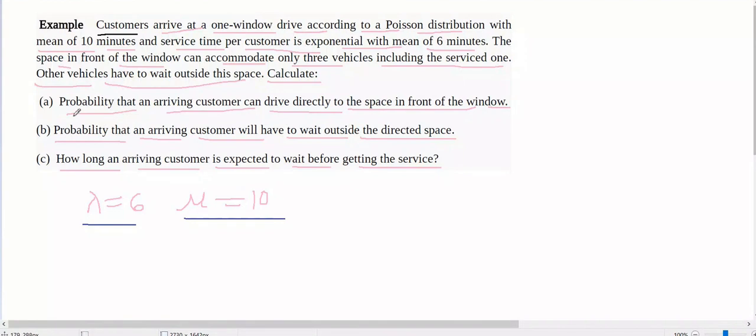Then you want to make the evaluation: the probability that the customer arrives and drives directly to the space in front of the window. That I have to evaluate. For that, the direct formula is there. By using that formula, we are going to make the evaluation. This formula you have to remember, and based on your requirement you are going to make the evaluation.